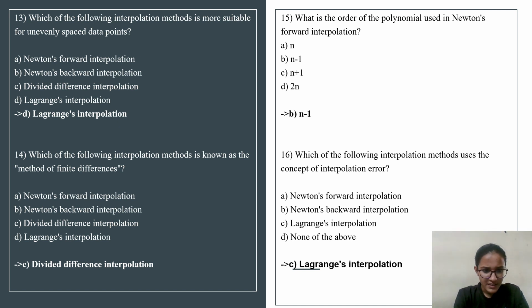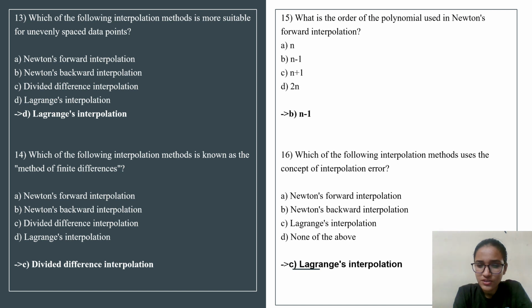Next one is, which of the following interpolation methods is known as the method of finite differences? The divided difference interpolation technique is called the method of finite differences. Question number 15 is, what is the order of polynomial used in Newton's forward interpolation? Its order is n minus 1. We can find the order from the formula itself of Newton forward interpolation technique.